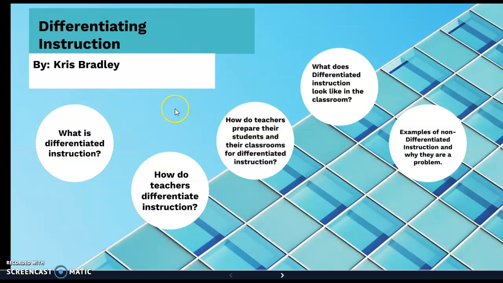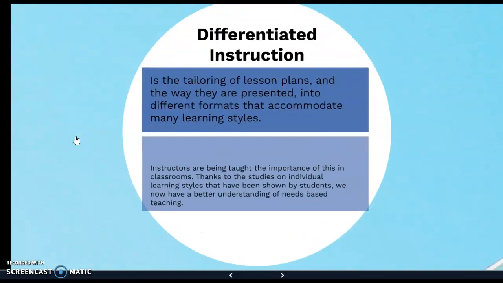Differentiating Instruction. First off, what is differentiated instruction? Is it just giving something different, a bunch of different choices? Or is there a reason we give differentiated instruction? There is a reason, and there is a method to it.